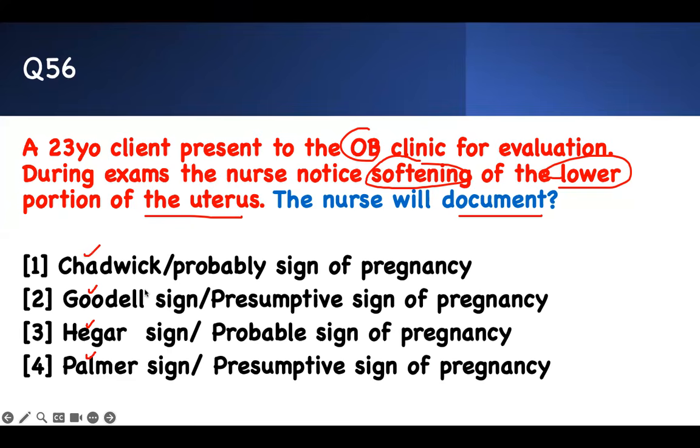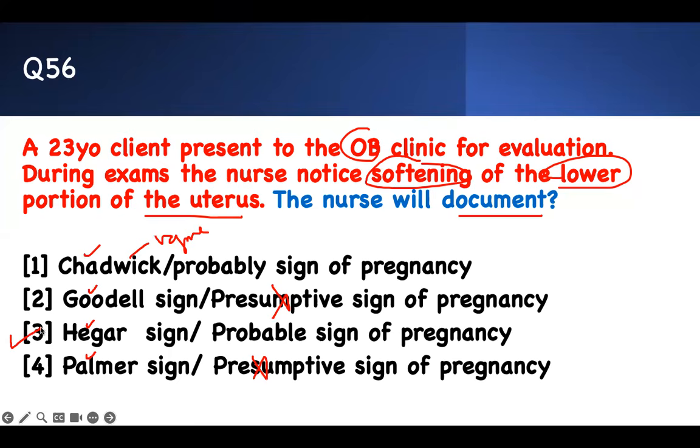So I know these are all what? Probable. So if I see presumptive, I cancel it. Presumptive, I cancel it. I'm not even looking at the first word. Then I look at the probable ones, these two. This is talking about the Chadwick, which talks about the vagina. So bluish color in the vagina. And so the right answer is Hegar.